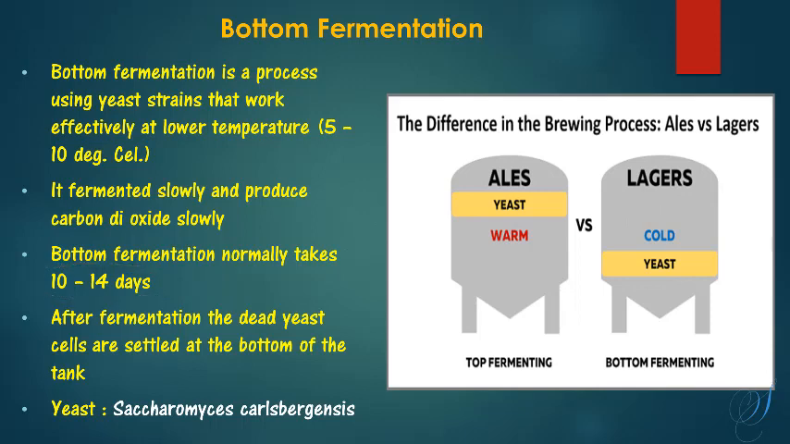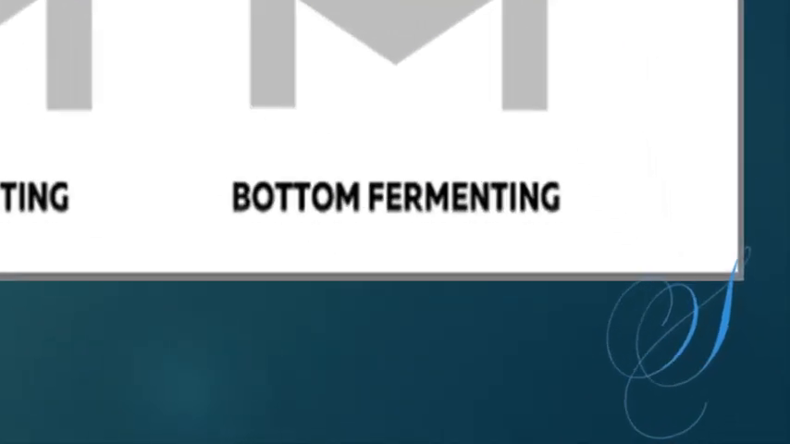After fermentation, the dead yeast cells settle at the bottom of the tank. For this bottom fermentation, Saccharomyces carlsbergensis yeast is used. Lager beers are produced in this method.